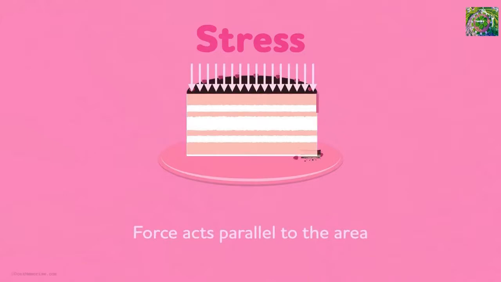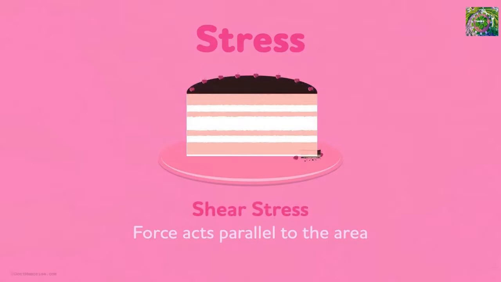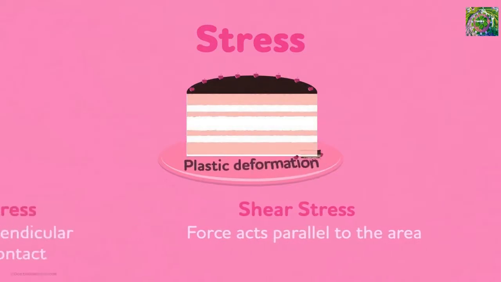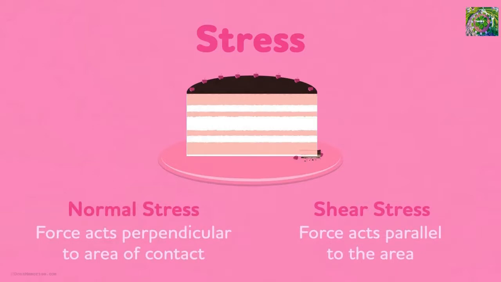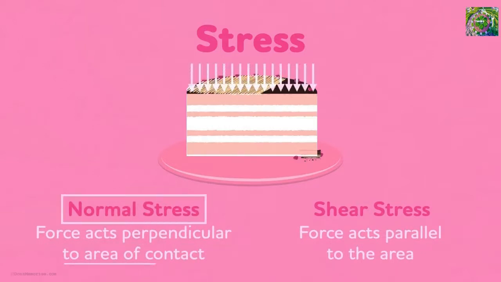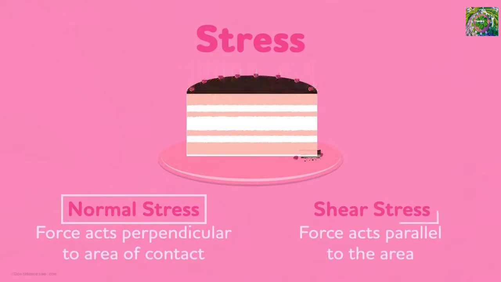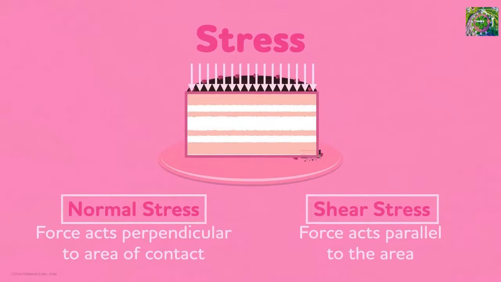If the force acts parallel to the surface, it exerts shear stress. This stress tries to push the two surfaces away from each other and hence results in plastic deformation. So this is the basic difference between normal stress and shear stress. Normal stress is where the force is acting perpendicular to the area of contact, while shear stress is the force that acts parallel to the area. Let's take another example which explains shear stress better.